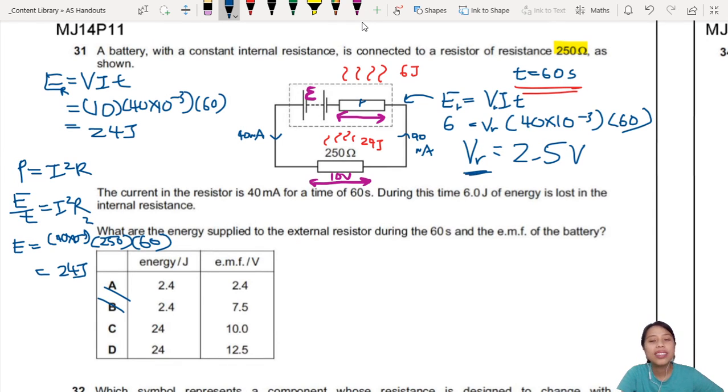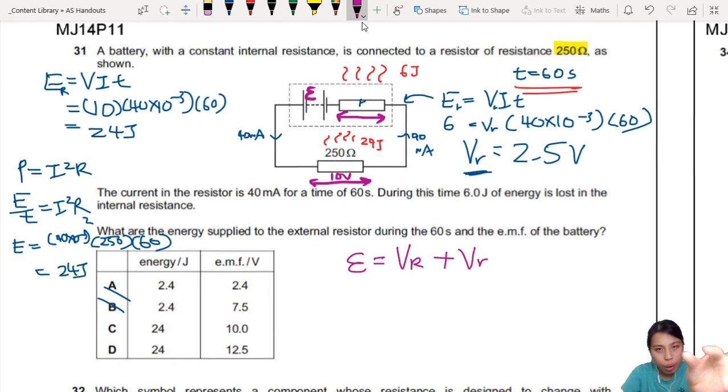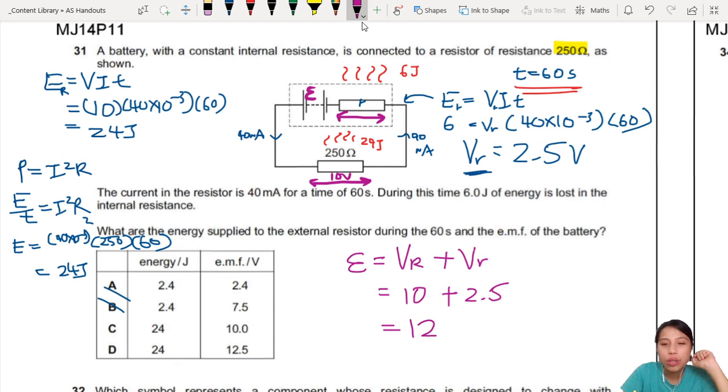This is only V_r. You need to remember how do E, V_r, and this resistor's V relate? Think back to your internal resistance topic. E equals the total potential drop across your circuit plus the potential drop across the small internal resistance. Okay, so we can do this. 10 volts plus 2.5 volts gives us 12.5 volts. Ta-da! And like that, you have found the EMF of the circuit.